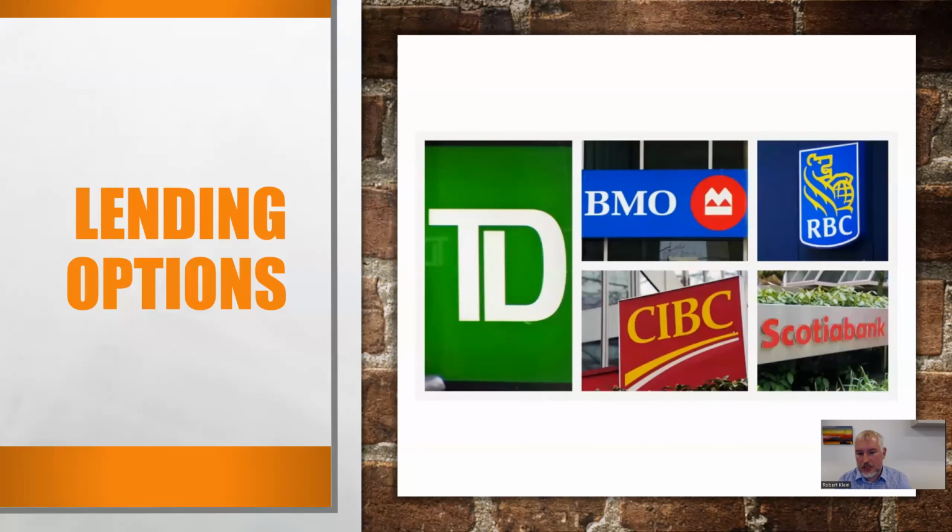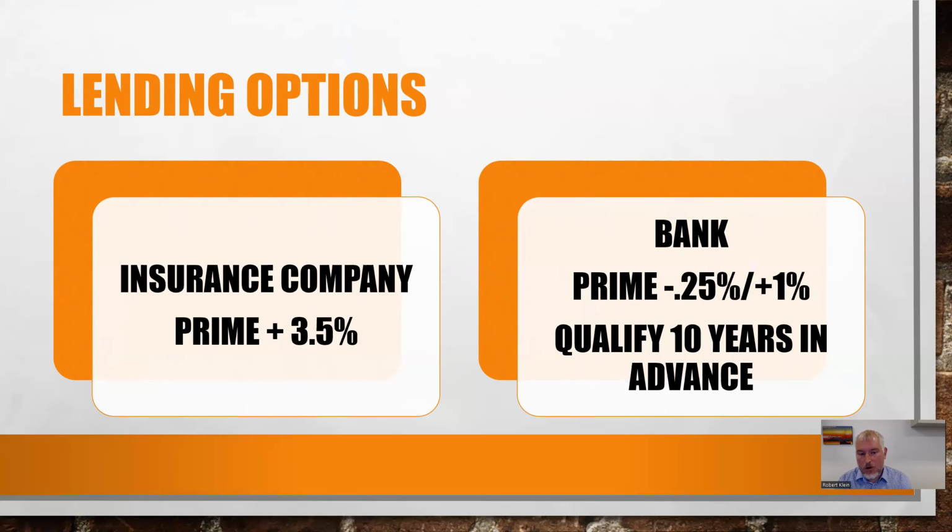The lending options. Well, here's TD Bank, Bank of Montreal, RBC, CIBC, Scotiabank. The short answer is these are the best lending options you can possibly get. But what's the problem? Most people only get the lending done through the insurance company. And by doing that, they're paying prime plus 3.5%. Well, if they went direct to a bank, they're paying prime minus a quarter to prime plus 1, maybe prime plus 1.5%.